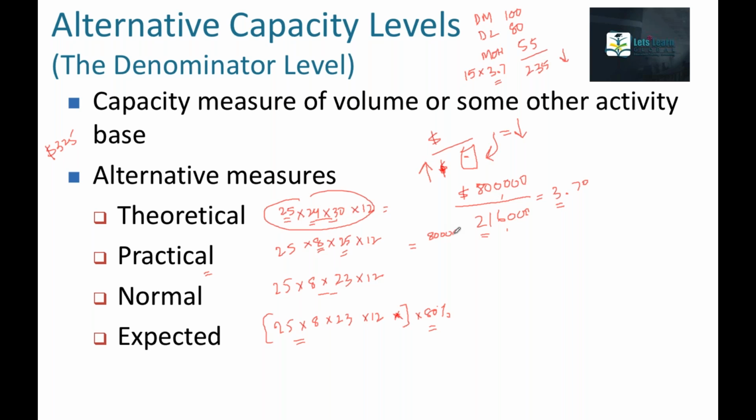Same $800,000 estimated overheads divided by the estimated denominator level, which is going to be 25 times 8 hours only per day times 25 days per month into 12. The denominator level is 60,000. Oh my god, where is 216? So 800,000 divided by 60,000 will give you 13.33.